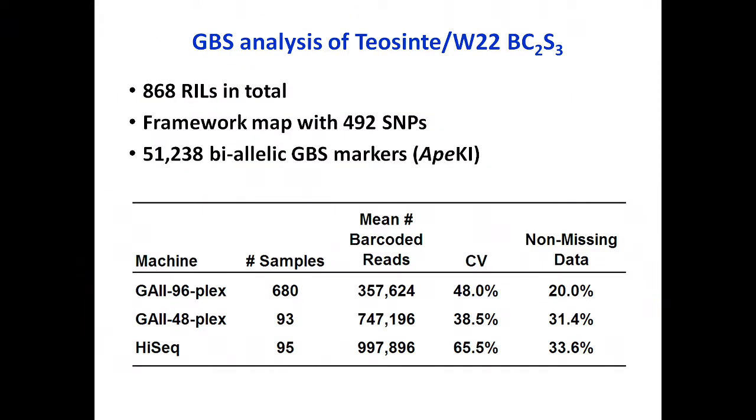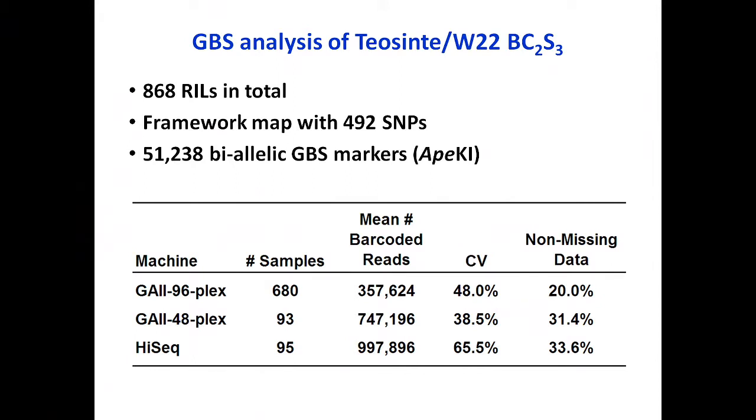Okay, but before he had done that, I did some work in a teosinte W22 cross. Teosinte is the wild progenitor of maize, and W22 is an inbred line that grows pretty well in Wisconsin. John Doebley in Wisconsin likes to study the genetic effects of domestication in maize and what the important genes are and things like that. So he built this population to study that, and we used GBS to genotype it.